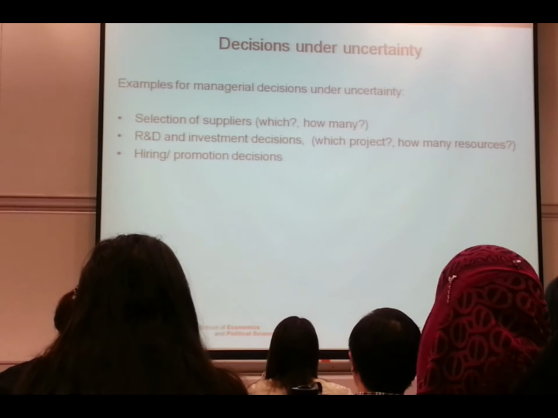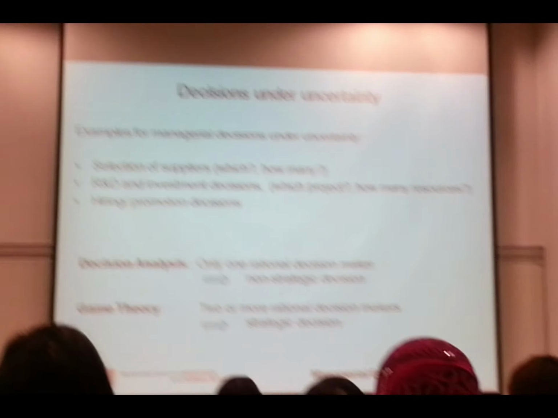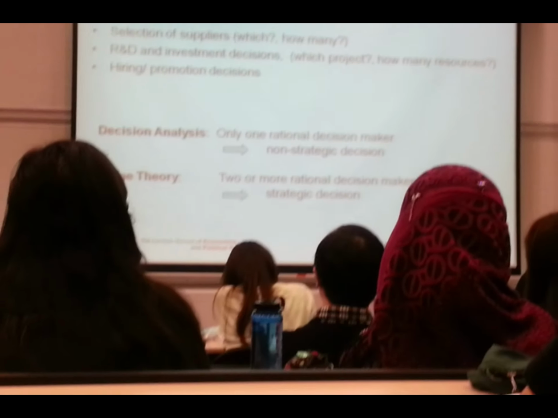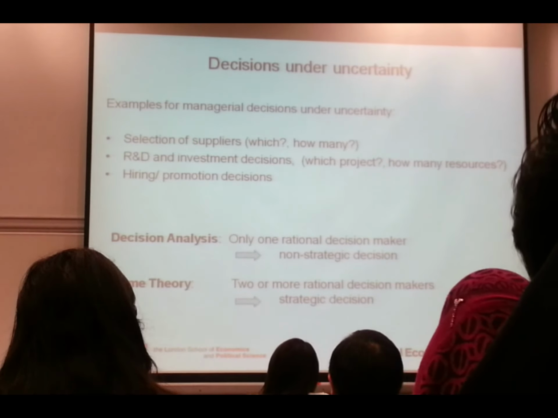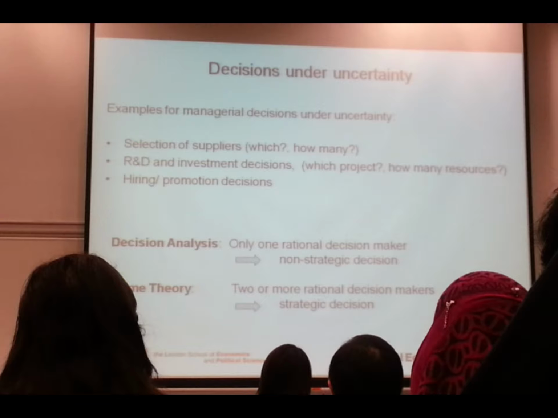in firms. We can think of two dimensions or two big categories. We can make decisions where one person, myself, let's say, is the only rational decision maker. So there's only one rational decision maker, and everything else around me is basically a set of random events.